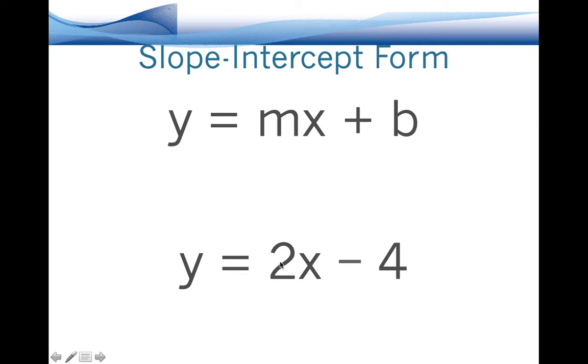M is your slope, which in this equation would be 2. And then b is your y-intercept, which is where the line crosses the y-axis, the axis that goes up and down. And that would be at -4. So if I were to graph this line, it would cross at -4. So if I have a graph, it would cross down here at -4, and the slope would be 2 over 1. The rise would be 2 for every run of 1. So it would do like that.